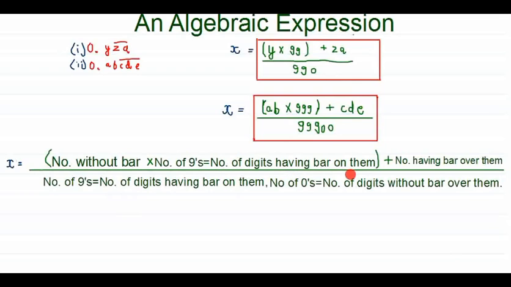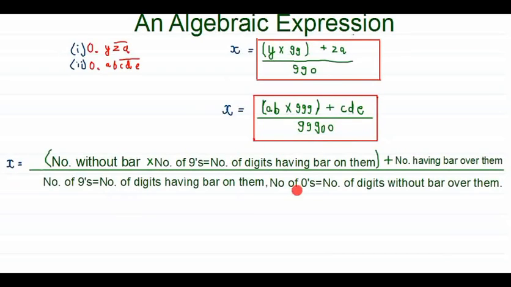bar on them. So you can see here the digits which are having bar on them are C, D and E, and their number is 3 because there are 3 digits. So I have taken 999, or you can say 3 nines, and we have to add the number which is having bar over it. So CDE is the number which is having bar over it. So I have added it.